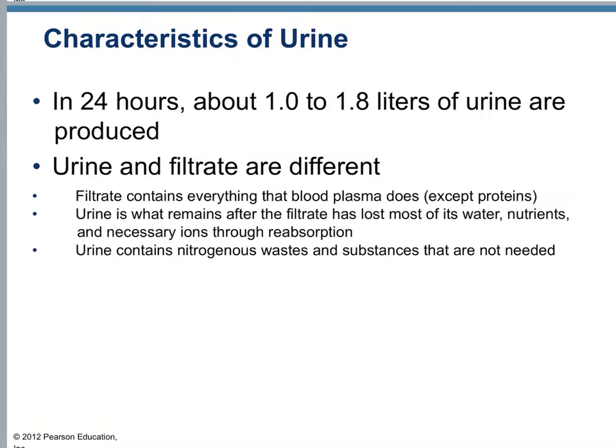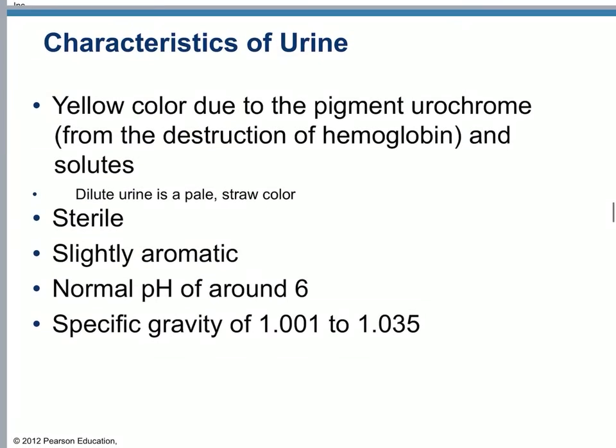Urine contains nitrogenous wastes and substances that are not needed. It's yellow due to the presence of urochrome from the destruction of hemoglobin. As we break down blood and red blood cells and you get rid of that hemoglobin, as you break it down, you get this yellow color, urochrome. Hopefully you have enough water in your body to make your urine dilute, so hopefully the yellow color is not very strong and should be a pale yellow straw color.